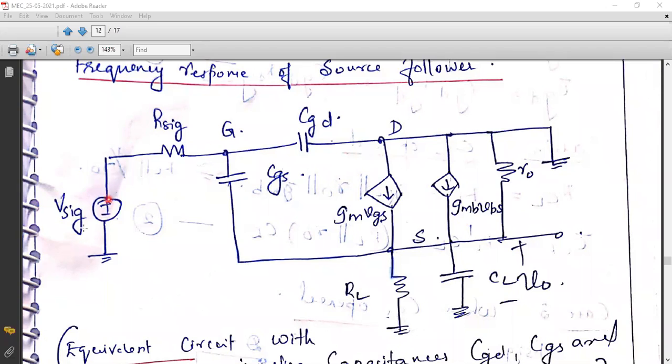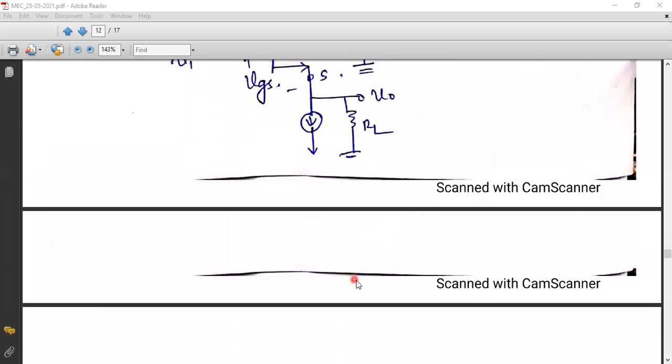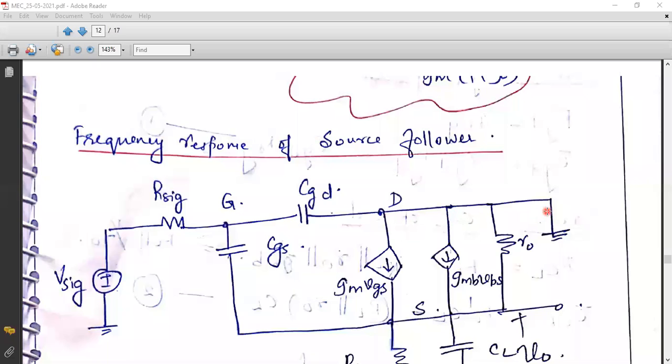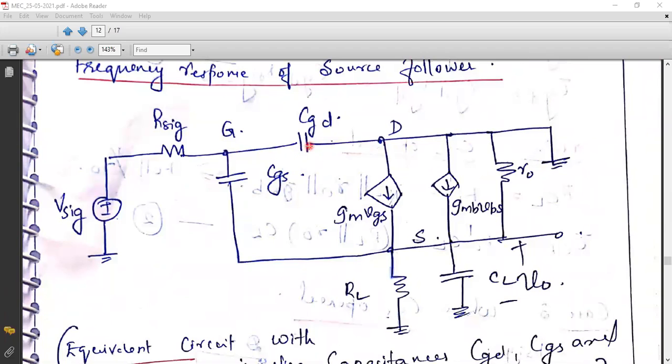In this diagram, as I told you, this is a source follower, otherwise called common drain. The input signal Vsig is given to the gate terminal through a resistance Rsig. The drain is at ground, because whenever we draw an equivalent diagram, we do not consider the DC source, so it has to be grounded. For high frequency analysis, the drain will be at ground. Between gate and drain, we have the internal junction capacitance CGD. Now I will consider this as the source, so between the gate and source I connect a capacitance CGS.